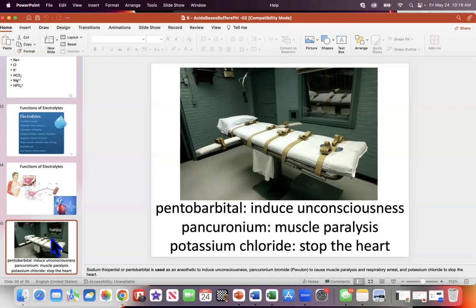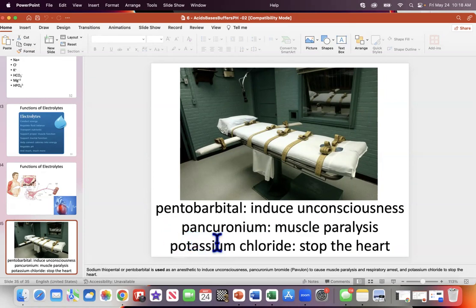Texas used to perform the death penalty this way. They give you three solutions. Pentobarbital makes the person sleep. Another medicine paralyzes the muscles. And the one that really kills the person is potassium, a high dosage of potassium.